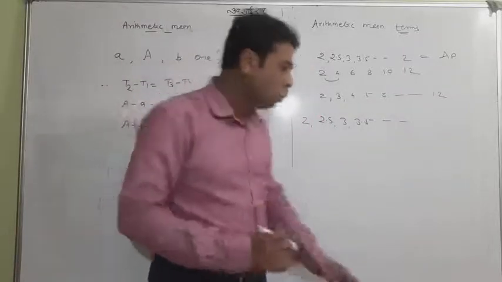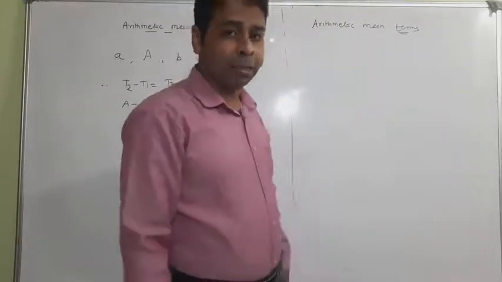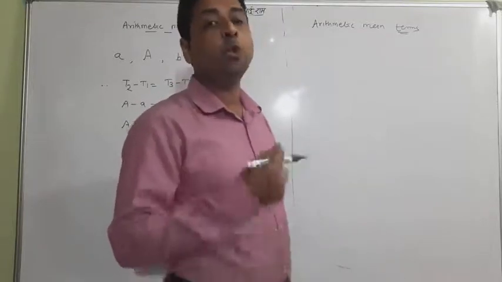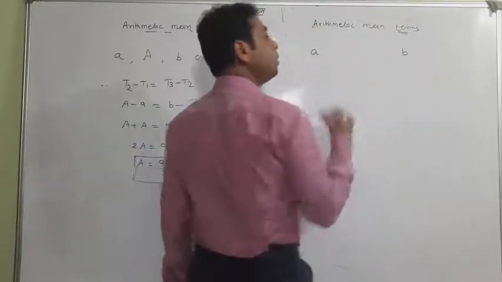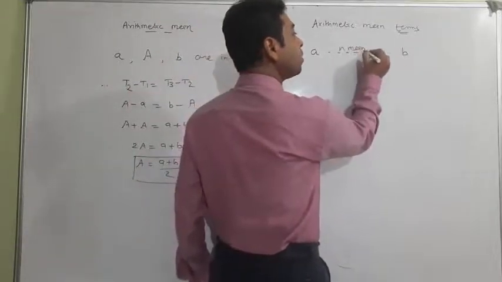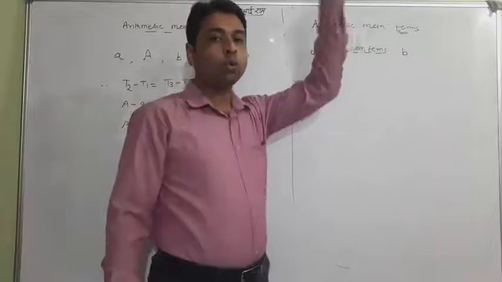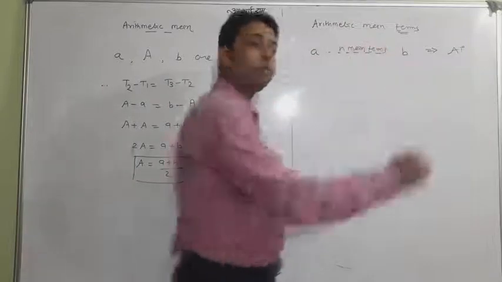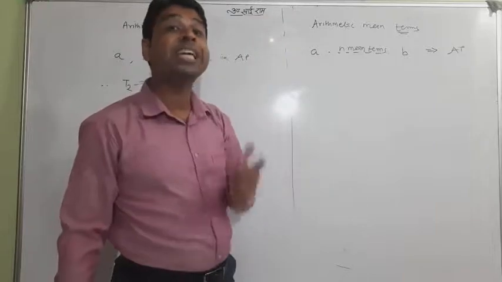So don't worry about that. Any number of mean terms can be found out. It will be stated in a question how many means you want to insert between two numbers. Let A and B be two numbers, and between them we have n mean terms. Try to understand that we have A and B, two terms, and between them n mean terms, and all are forming AP. Now we want to find those n mean terms, and I taught you that this depends on D. So I will find D.